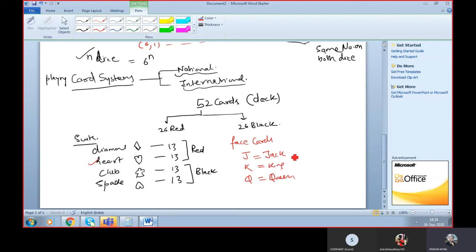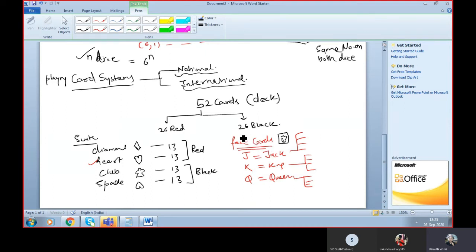Now jack, it is also four in number. One is of each suit. The jack is of each one of the suits, that is diamond, heart, club, and spade. Similarly for the king, and similarly for the queen. Now the question arises, why are they called the face cards? We call them the face cards because if you see the 52 cards, the face cards have a kind of face drawn on the card. That's why they are called the face cards.